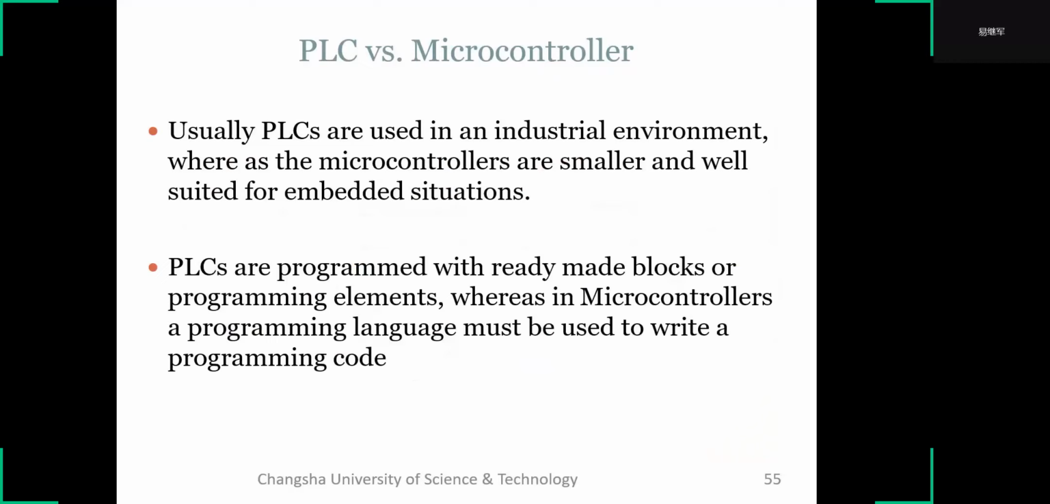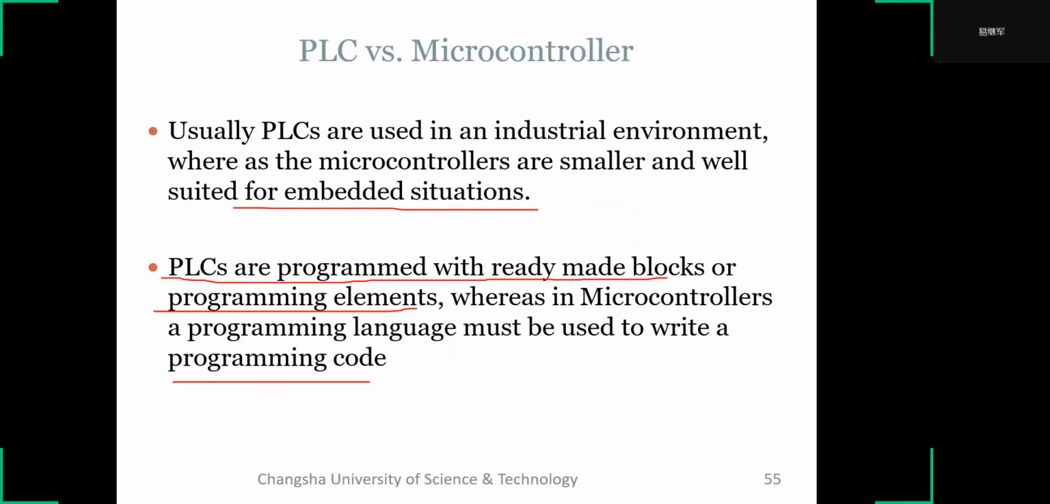PLC versus microcontroller. Usually, PLCs are used in industrial environments, whereas microcontrollers are smaller and well suited for embedded situations. PLCs are programmed with ready-made blocks or programming elements, whereas in microcontrollers, a programming language must be used to write the programming code. It means if you want to use a PLC, the program consists of some programming elements. You just put the elements together and then make your own program.